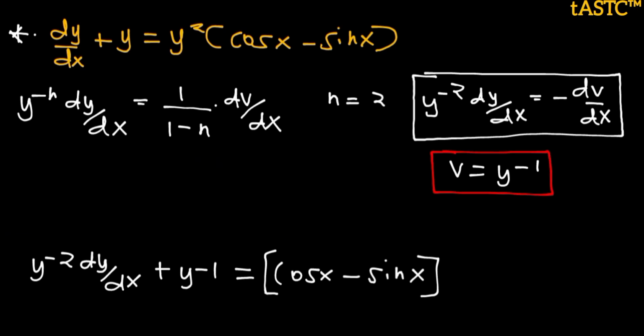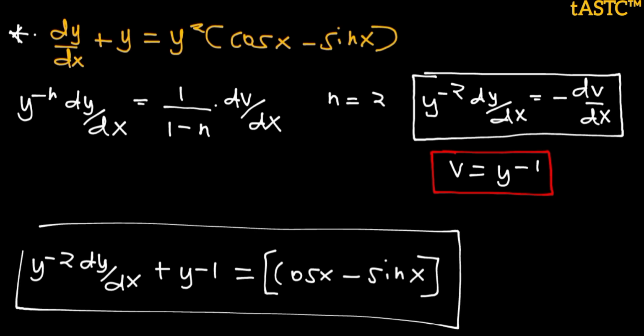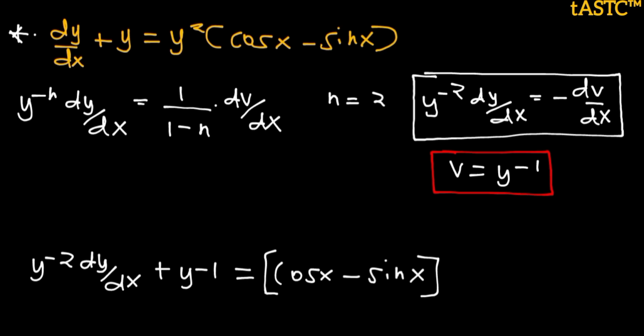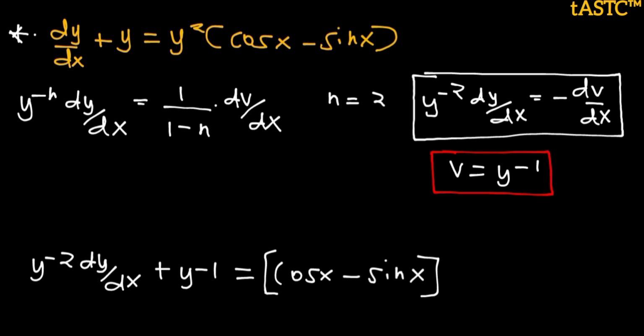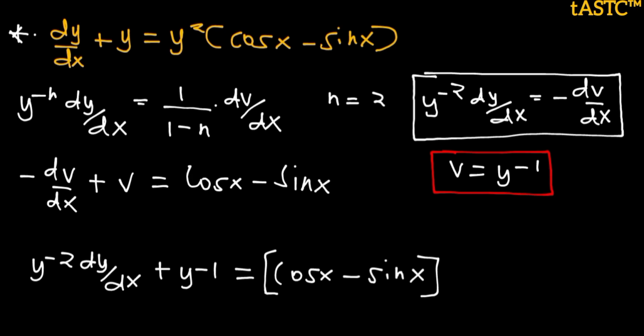Now having got all this, we're going to change this into a linear equation, a first order linear equation. So this stuff should become something like this. And in this case, we have already said that we're in over this part. So that is negative dv/dx, and then we have plus v, and that is equal to cos x minus sin x. Oh, I need to rewrite this.